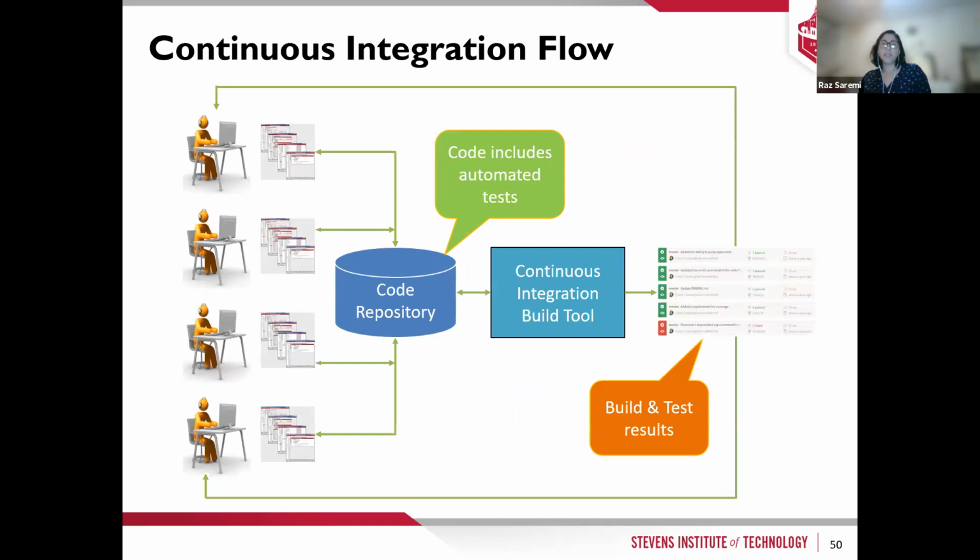For the continuous integration flow, we have a code repository. Everyone is working on that code repository, like what we are doing in GitHub. This code repository has automated testing. And after the testing is done, we can start doing the integration, and we build the entire system.